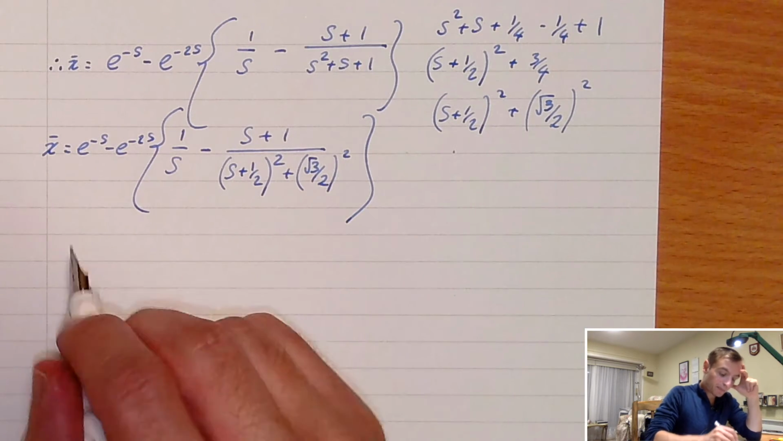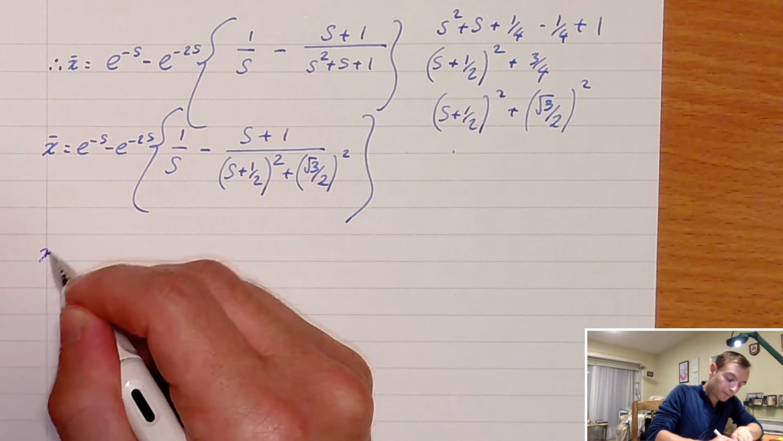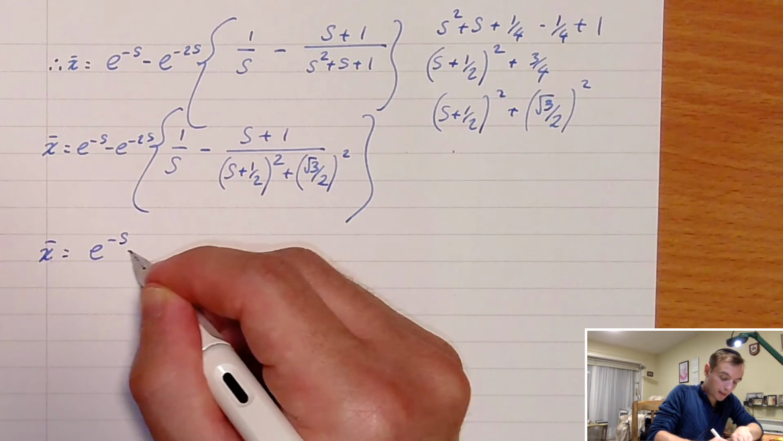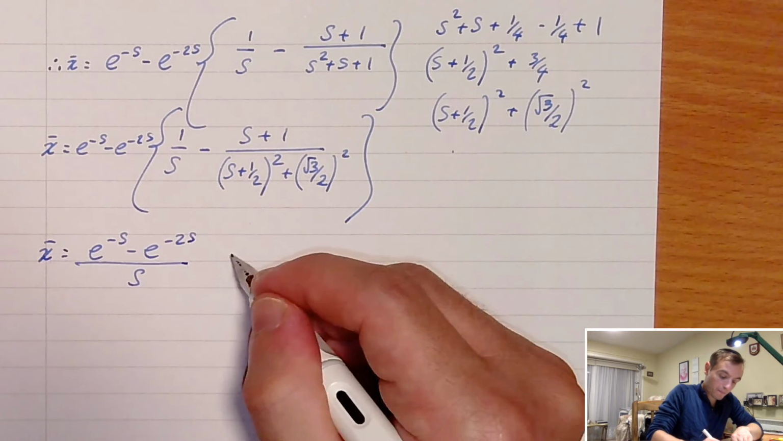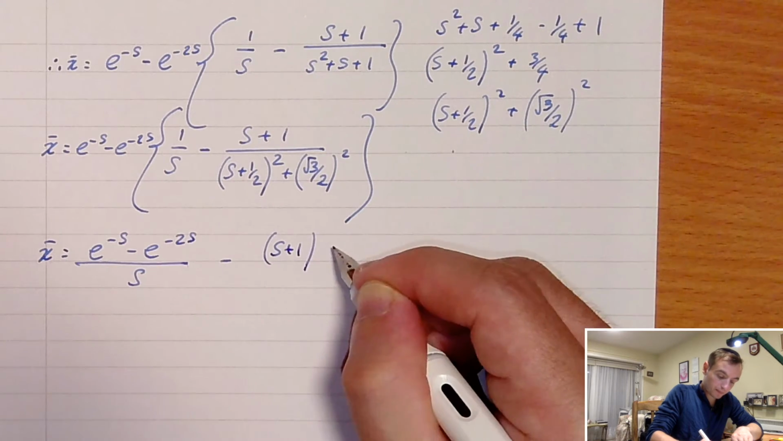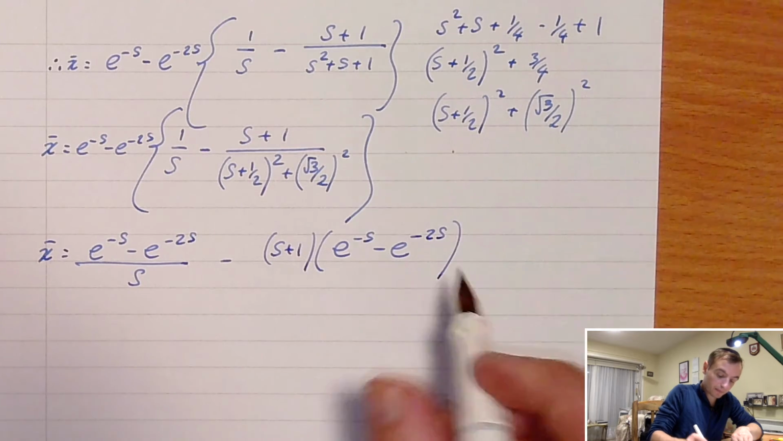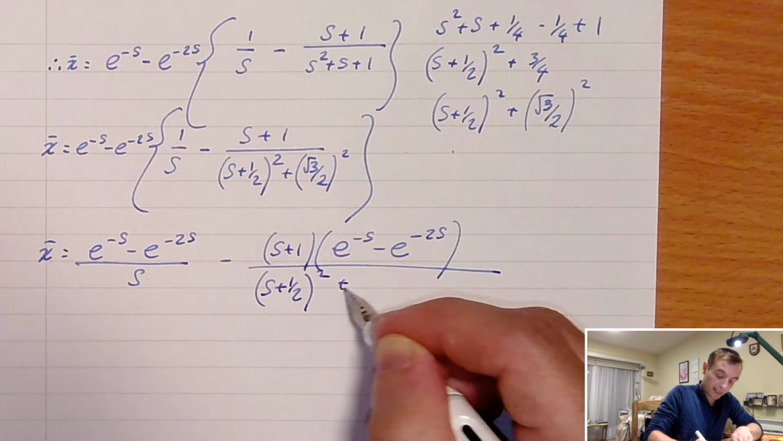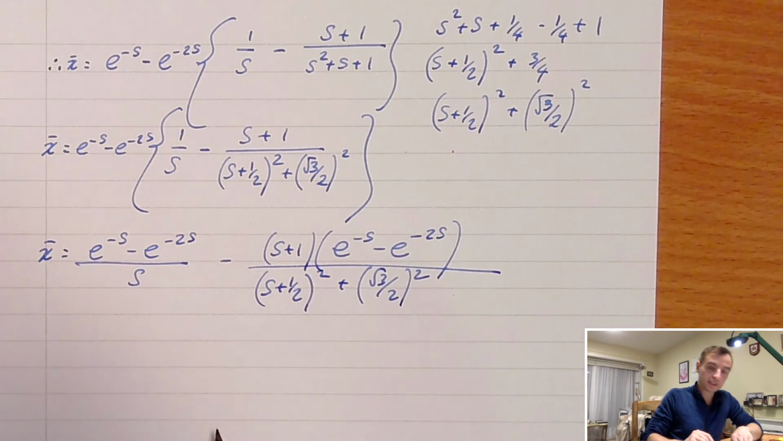And let's expand everything that we have over here. So we can say that x bar equals e to the minus s minus e to the minus 2s on s, minus s plus 1 times e to the minus s minus e to the minus 2s, all on s plus a half squared plus root 3 on 2 squared. So we've just expanded that.